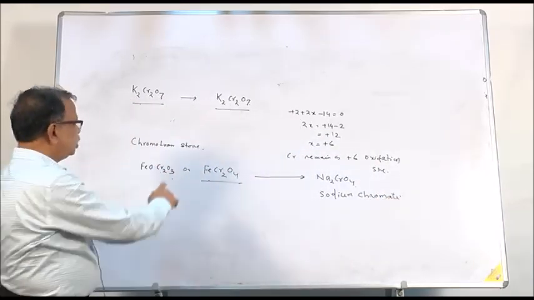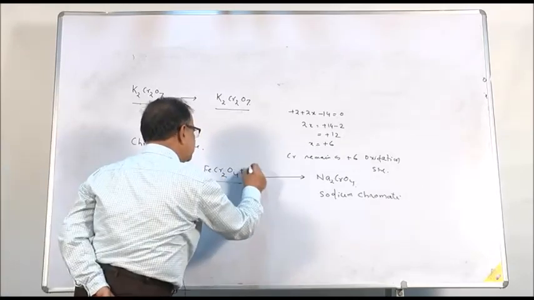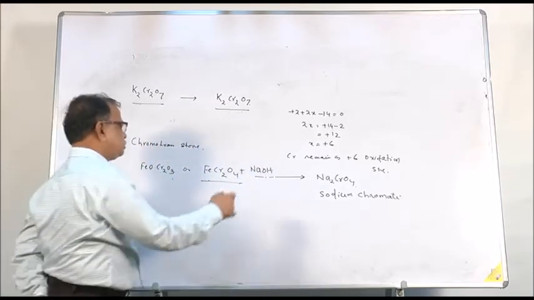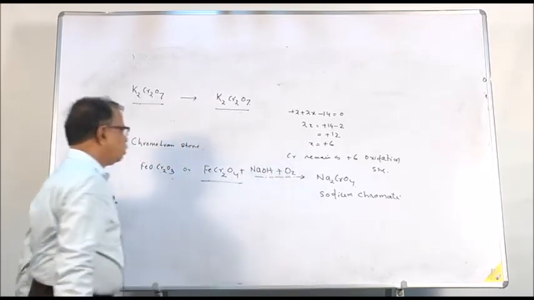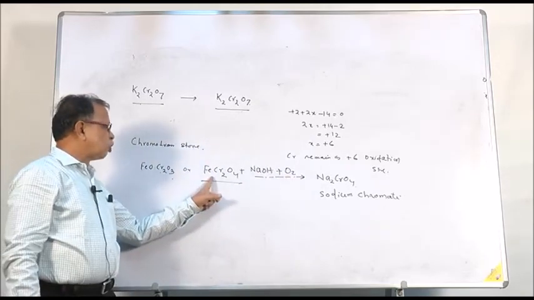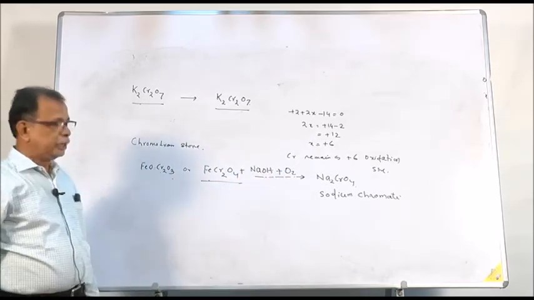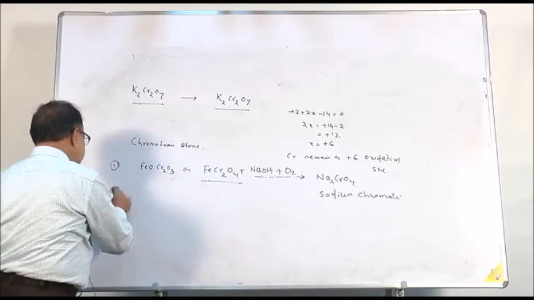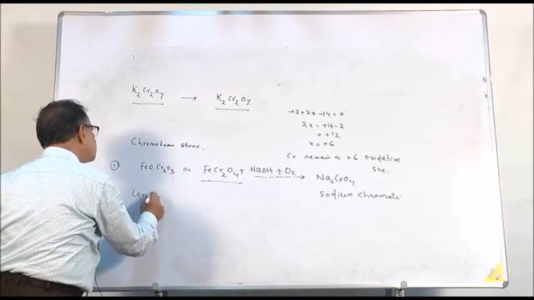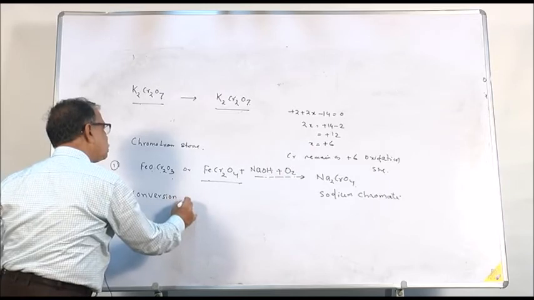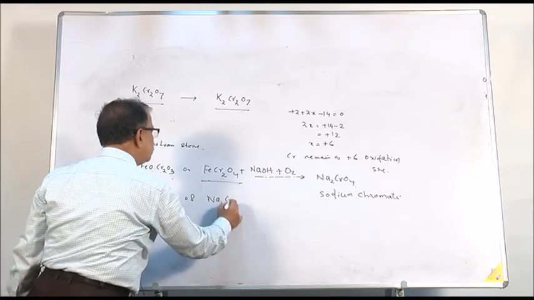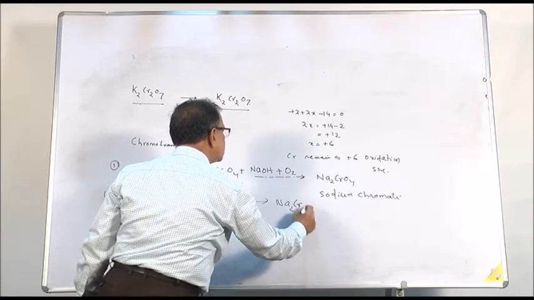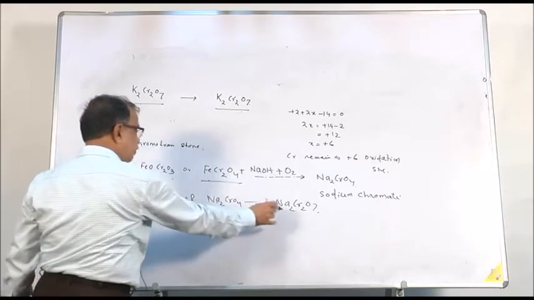First, the conversion to sodium chromate can be done by addition of sodium hydroxide with oxygen. When it is heated with chromo iron stone, sodium hydroxide and oxygen, we get sodium chromate. That is the first step. Second step, conversion of sodium chromate to sodium dichromate.